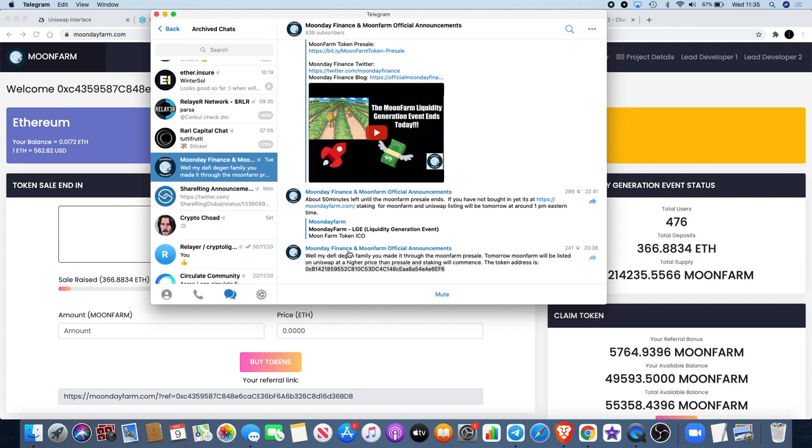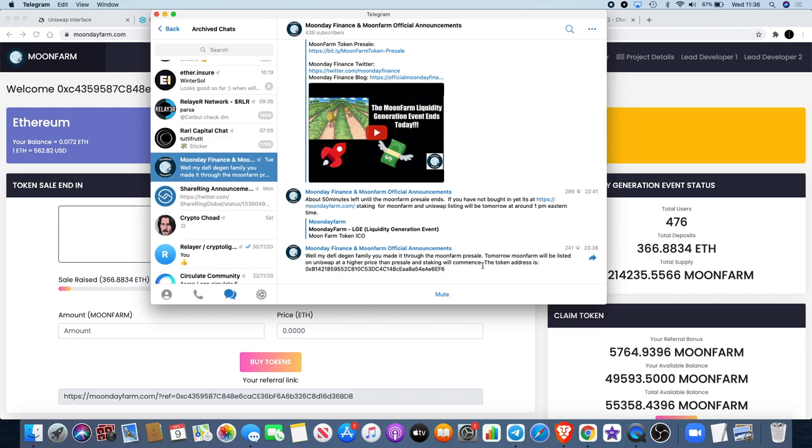There was also a message before that yesterday. Staking for Moonfarm and Uniswap listing will be tomorrow, which is now today, around 1 p.m. Eastern time. So for me, that is around 6 p.m. in the evening here in the UK. That's universal time. Whether it's bang on that time or around that time, I don't know. It says around 1 p.m.